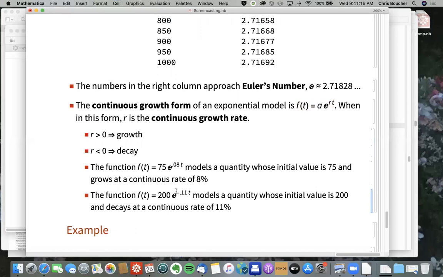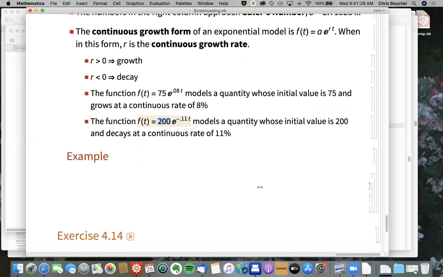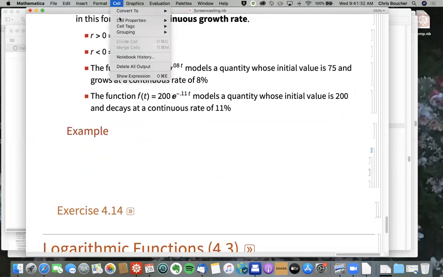And notice here, I have a negative sign in the exponent that cues me that this is a quantity that is decaying, not growing. 200 is still the initial value, and the continuous decay rate is 11%. All right, quick example, and we'll be done here.